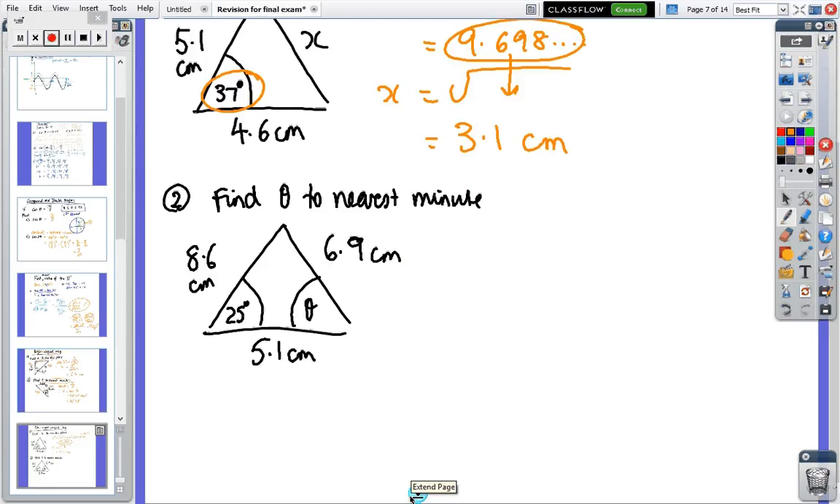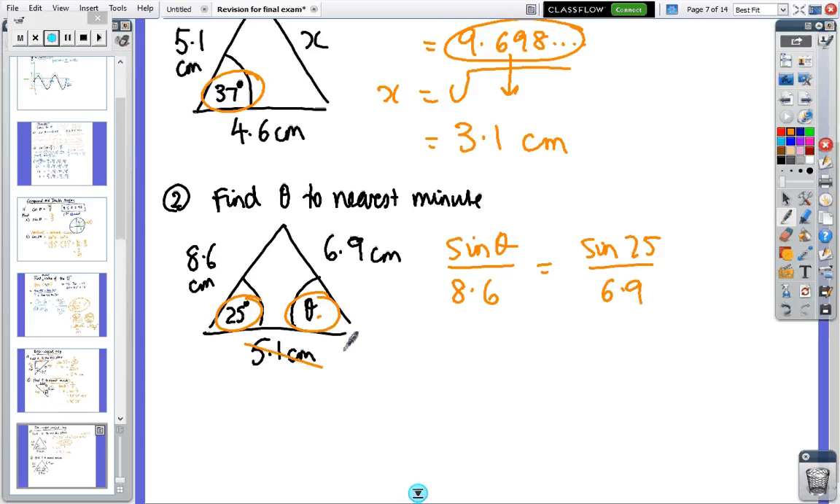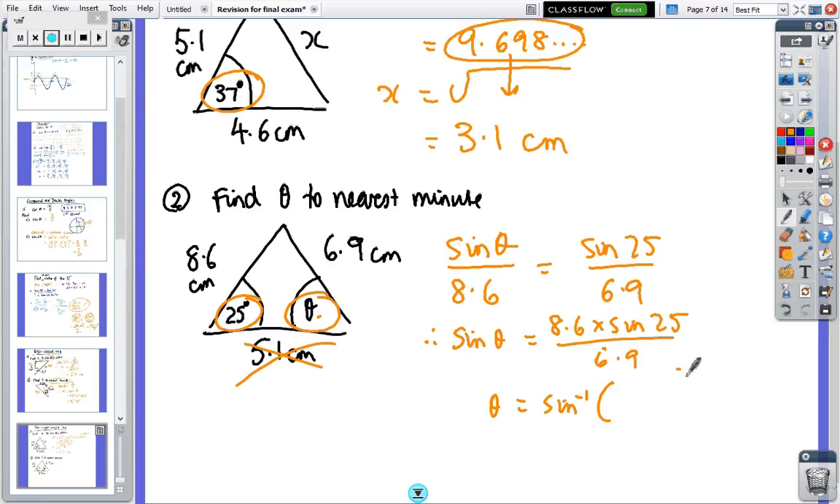Okay, so next one, I've got two angles, so I can use the sine rule. Okay, so I'm trying to find the angle, so I'm going to put the angle on top. So sine theta over 8.6 equals sine 25 over 6.9. So the 5.1 is just there to confuse you. So sine theta equals 8.6 times sine 25 over 6.9, and theta equals sine minus 1 of that number.